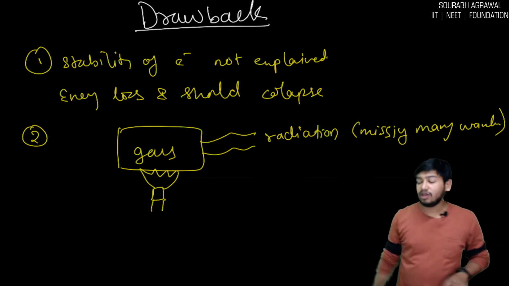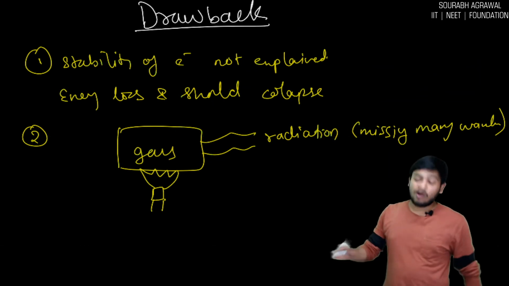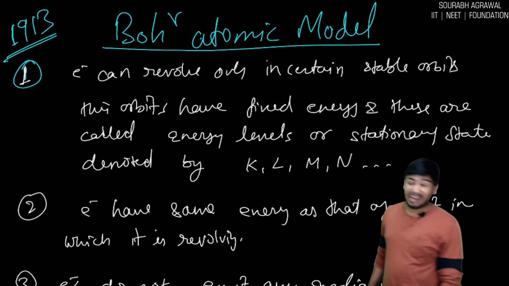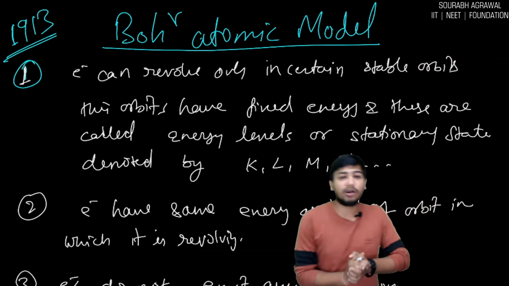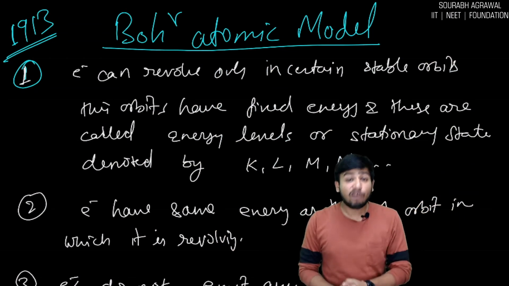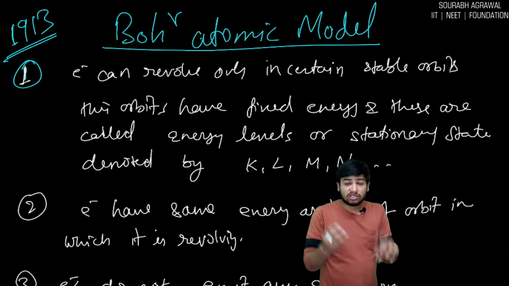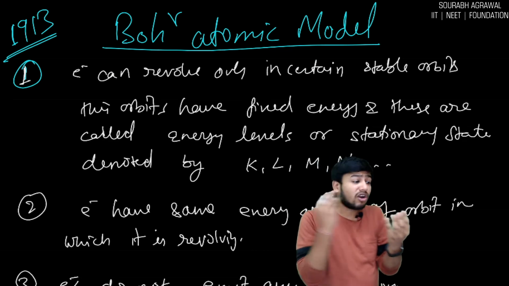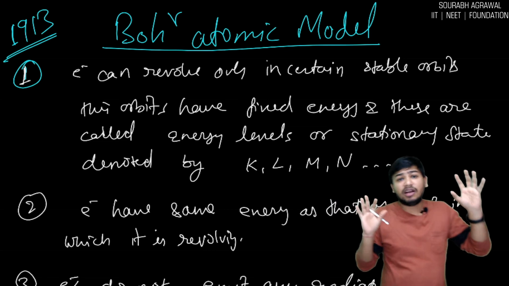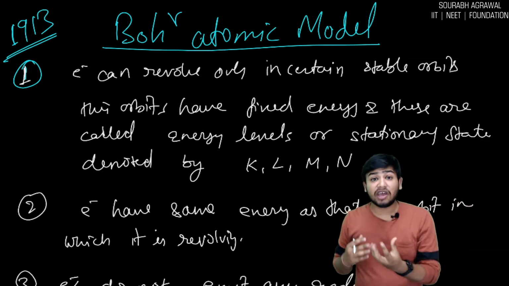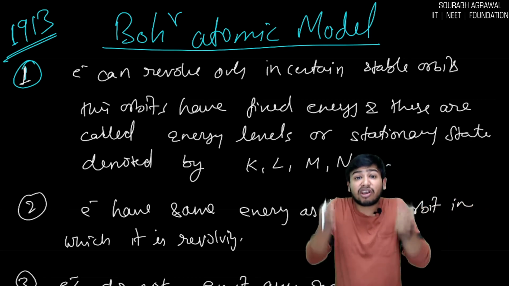Are you getting my point? So for this, now who came? Bohr came. 1913. In 1913, Bohr gave his model. What he said was that these electrons are not revolving in any random orbit. They are revolving in a very specific orbit.